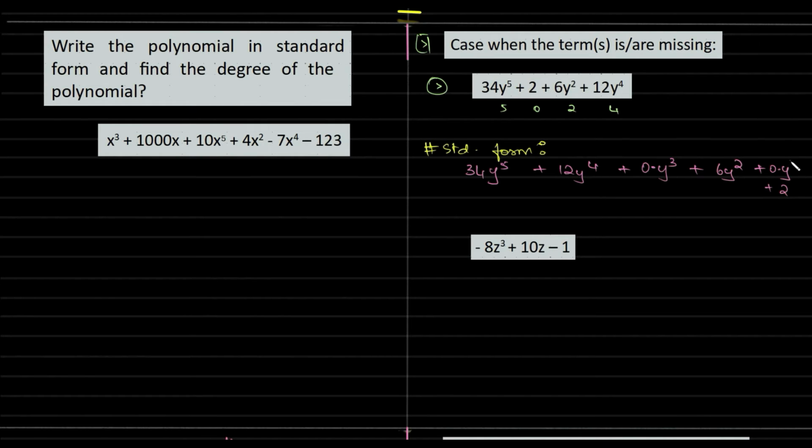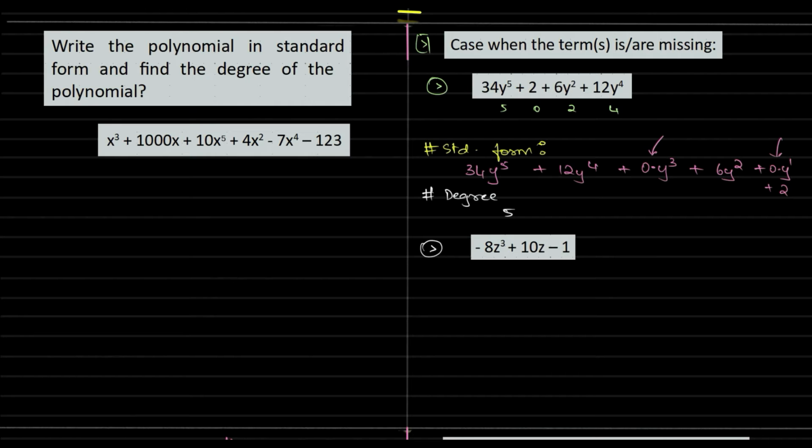So what I meant is, you need not add this 0y cube and 0y to the power of 1. If you don't add that, even then it's in standard form, but adding these terms will help you in doing your addition, subtraction, division. So it's a must to add for this process to get simpler. When you look into division, you will understand why we need to write it in this format. Degree over here clearly is 5.